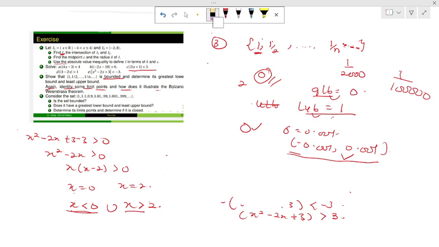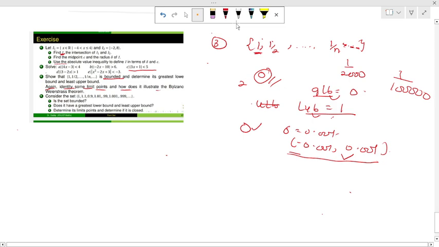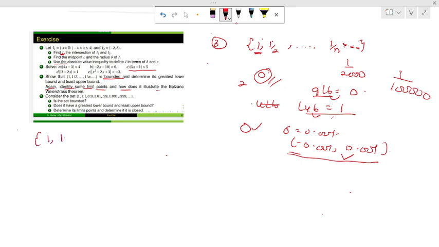Now finally, let's see the last problem. The last problem says to consider the set 1, 1.1, 0.9, 1.01, 0.99, 1.001, 0.999, and so on to infinity. Let me write it here.